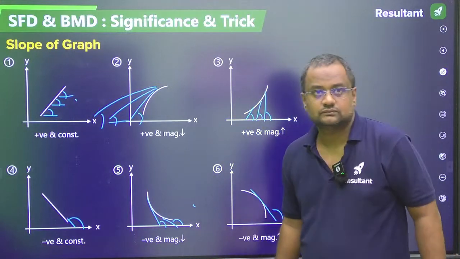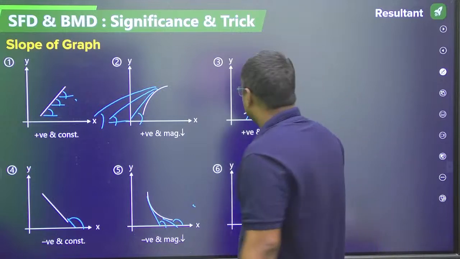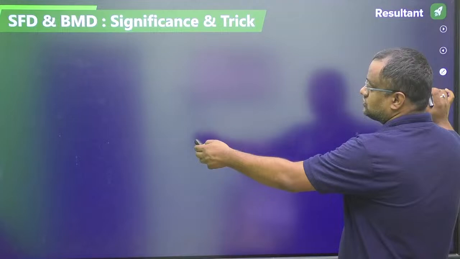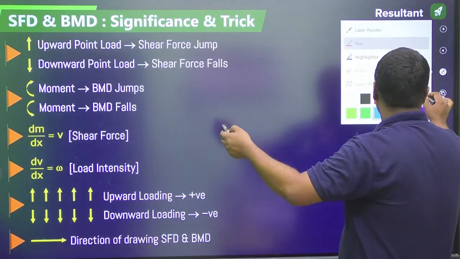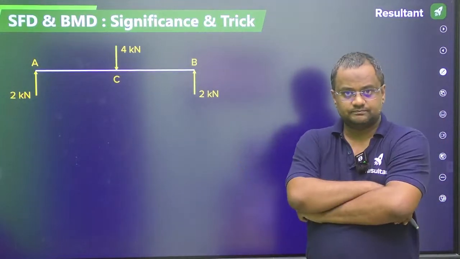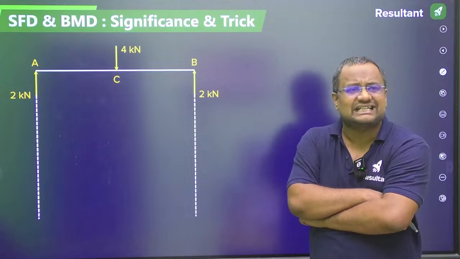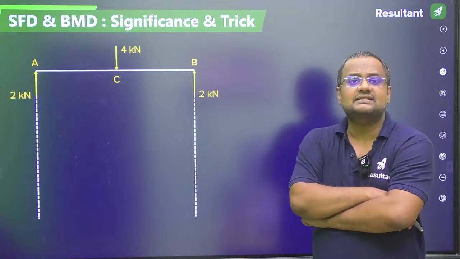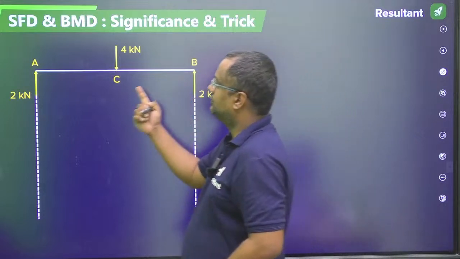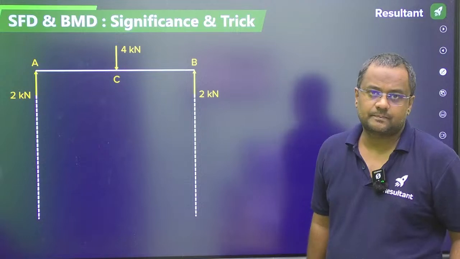Okay guys, so these graphs are there, and with these values you can draw any question in 2 seconds. Ready guys? Suppose this is a beam, and in this beam a 4 kN load is coming exactly at the center, at point C. So here there is 2 kN upward at each support in a simply supported beam.